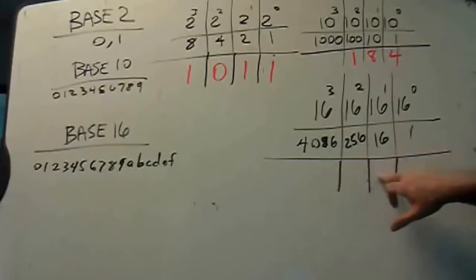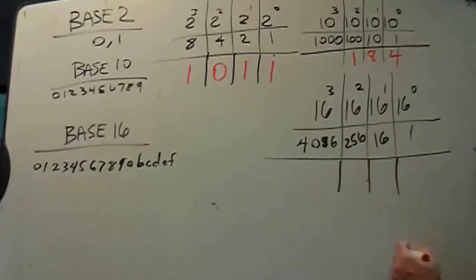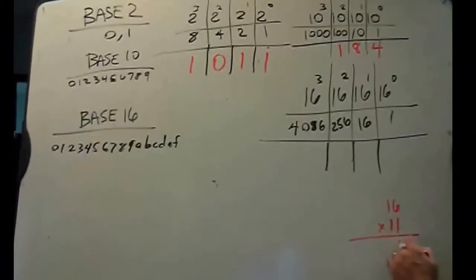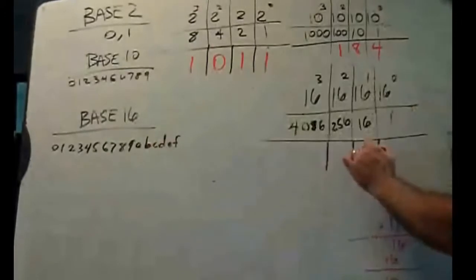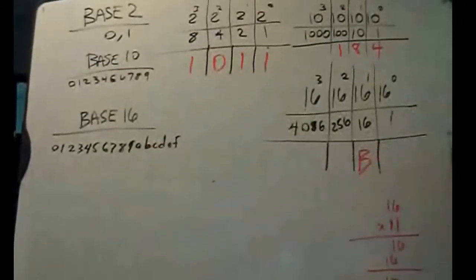But how many 16s will I need? Well, I'm going to need some 16s, right? If I take 11 times 16, that's 176. So I'm going to need 11 sixteens. But I don't write 11, I write B. So I'll put a B in here, because B stands for 11 in hexadecimal notation.